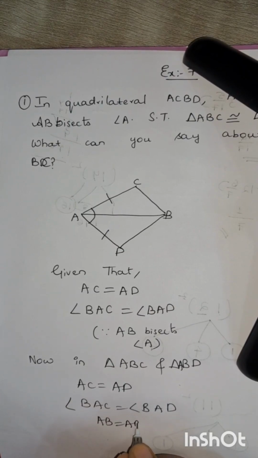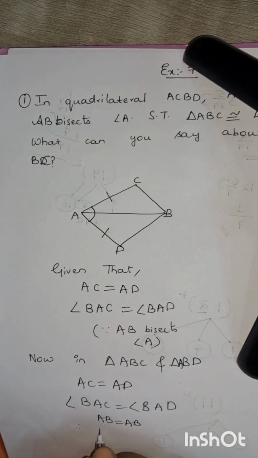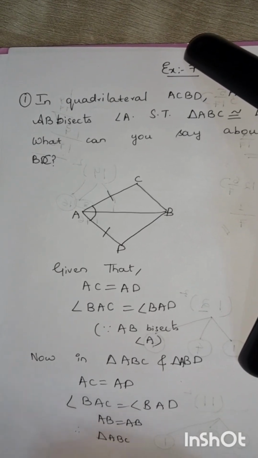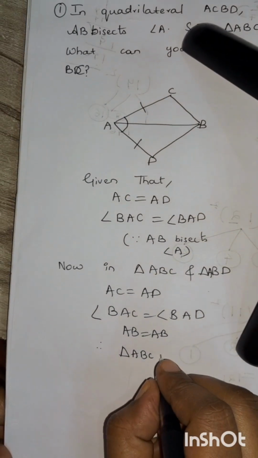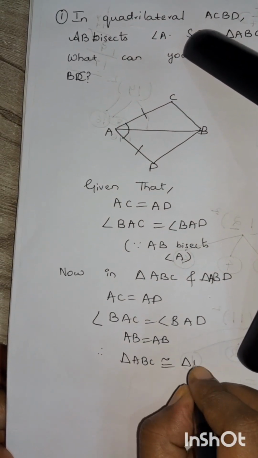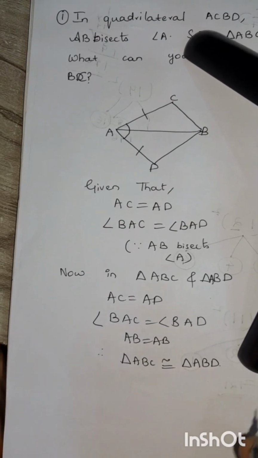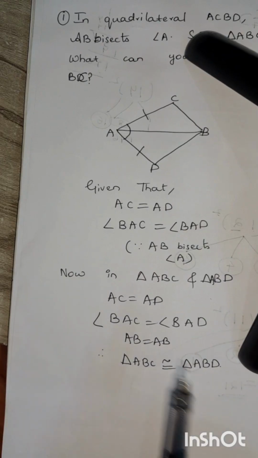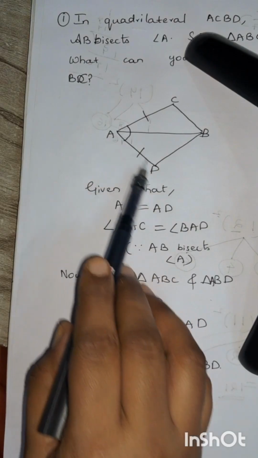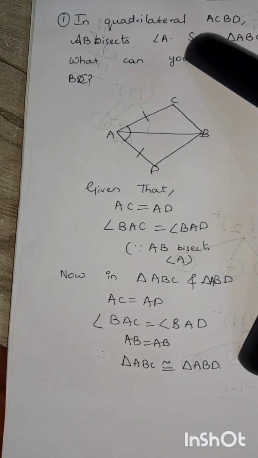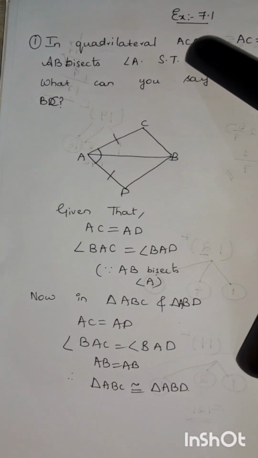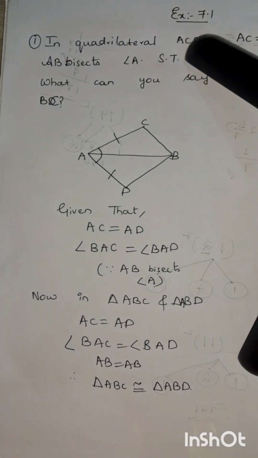So one side is equal, one angle is equal, yes or no? So it is fulfilling what? SAS congruency, yes or no? Side, one angle, and then one side. So by the SAS congruent rule, we can say that these two figures are congruent to each other. Side, angle, side. AC is equal to AD, angle A is equal to angle A, common side is nothing but AB. Let us do the next question.